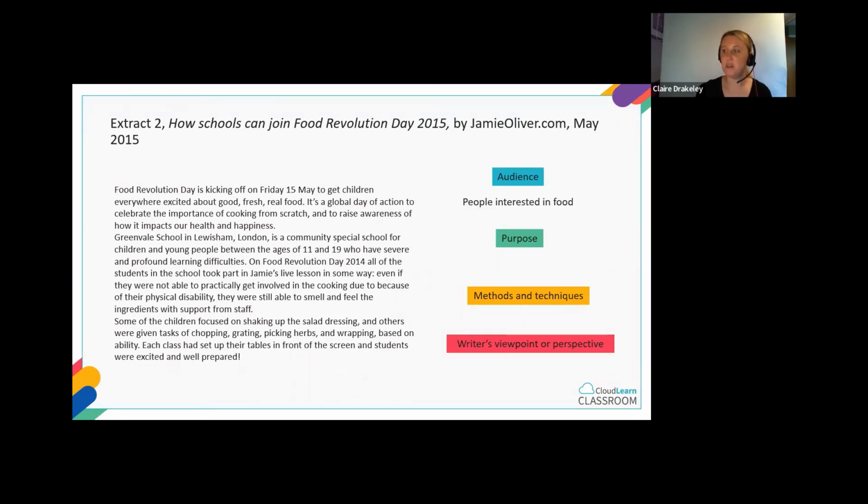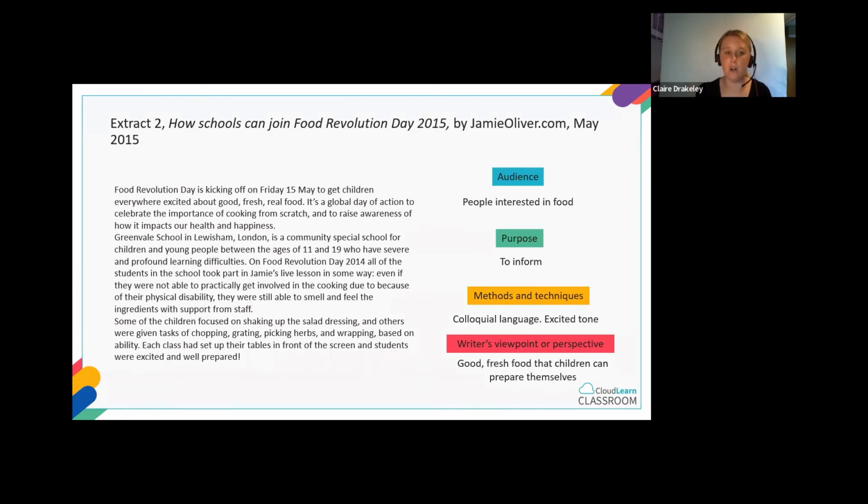Well spotted. So the audience that I noted down, people that are already interested in food. The purpose, absolutely to inform. Colloquial language, did we spot that? This is not formal language, not like the Oscar Wilde one. Very colloquial, very everyday. And an excited tone, a happy, jolly tone. And the viewpoint or perspective that good, fresh food that children can prepare themselves. Very different to the other one.